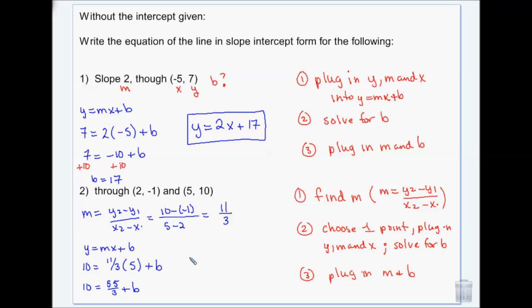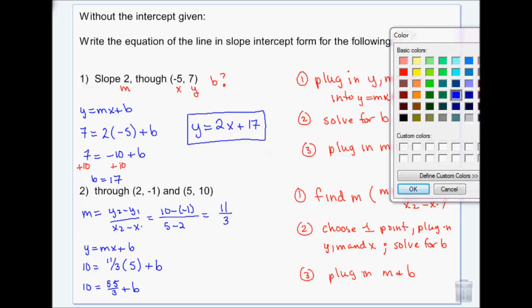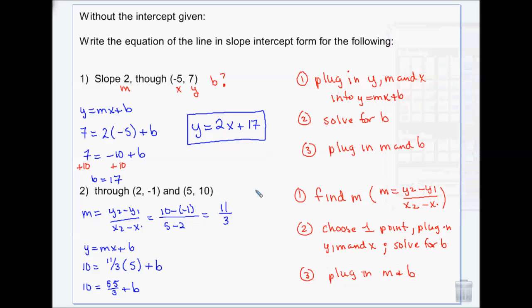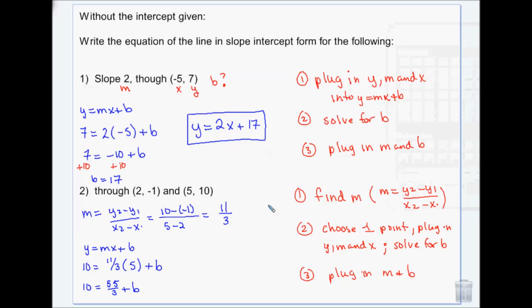Okay, well, I need all thirds now. So I'm going to turn this 10 into something thirds. So I'm going to pick another color real quick. And I'm just going to write it here. Oh, no. That was not a good color. To turn a 10 into thirds, I multiply it by 3, and so that's my new numerator, 30 thirds.